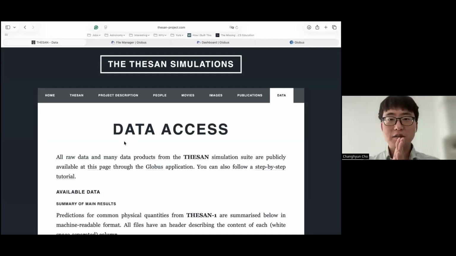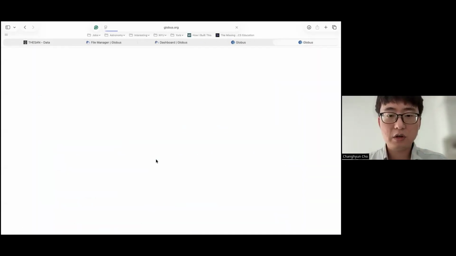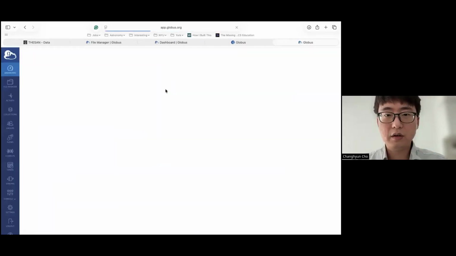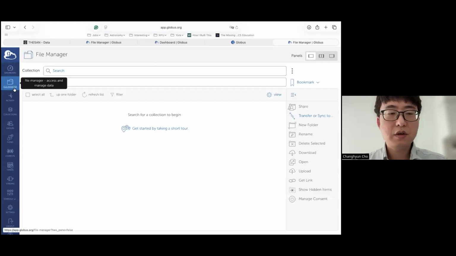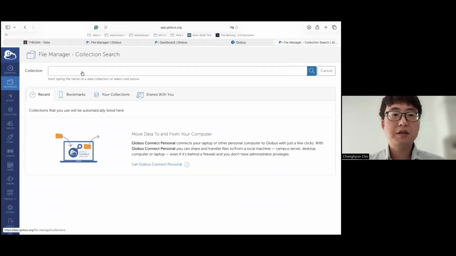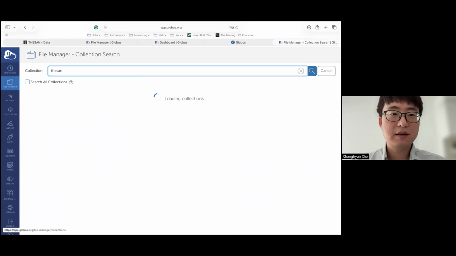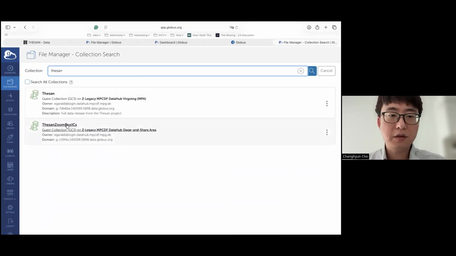From my side, you can go to Globus, and I'm already logged in. You can go to the file manager and just type THESAN. Then you will see different things. This one contains the initial conditions.